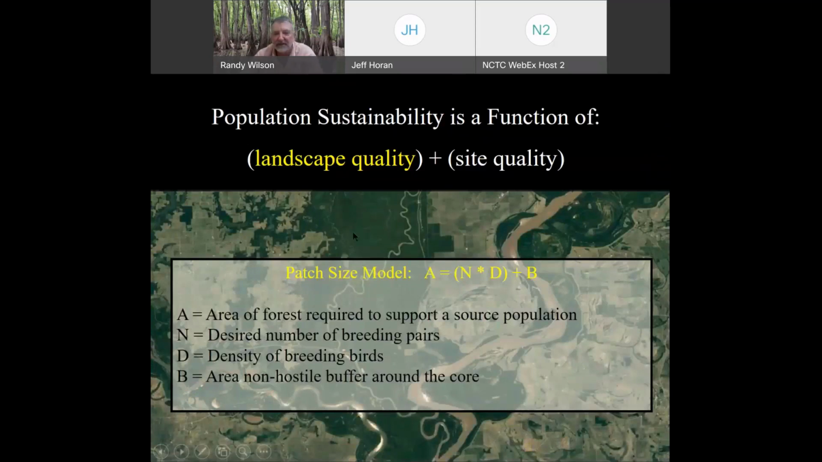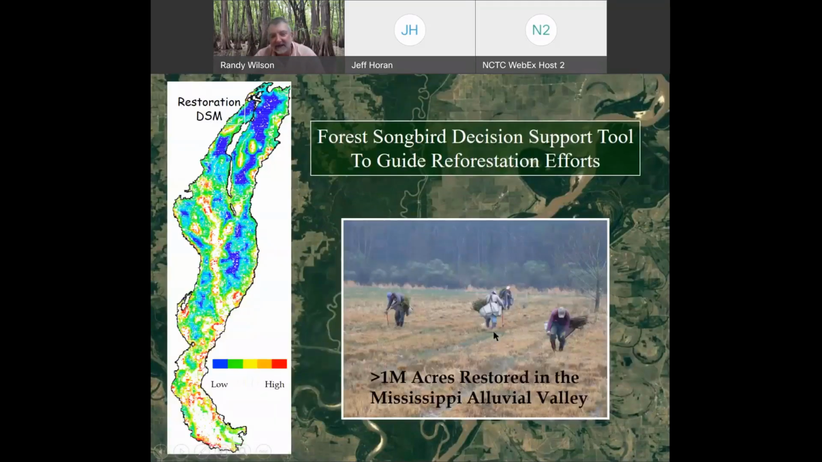So I won't spend much time here. I think Bob Ford did a pretty good job of talking about some of the landscape modeling efforts that have been undertaken. In the simplest terms, it's a patch size model, where it's the area of forest required to support X number of birds or breeding pairs. And so those sorts of models can be fed into larger decision support tools that allow us to figure out where exactly on the landscape we should be implementing our restoration activities to build larger patches of woods.